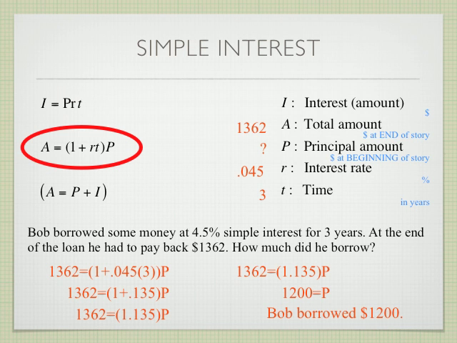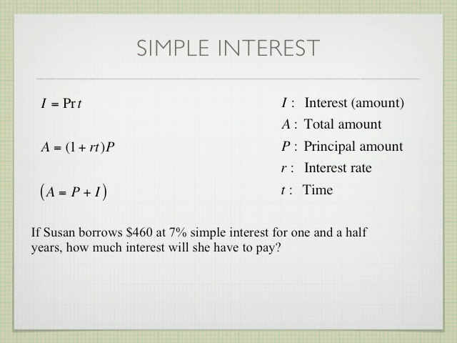So let's look at some other examples. Susan borrows $460 at 7% simple interest for 1.5 years. How much interest will she have to pay? Immediately list out on the side of your paper I, A, P, R, and T. Now pause this video and see if you can work this on your own. Okay, so Susan borrows $460. That's the amount of money at the beginning of the story. 7% simple interest, R is equal to 0.07. 1.5 years, that's 1.5 for T.